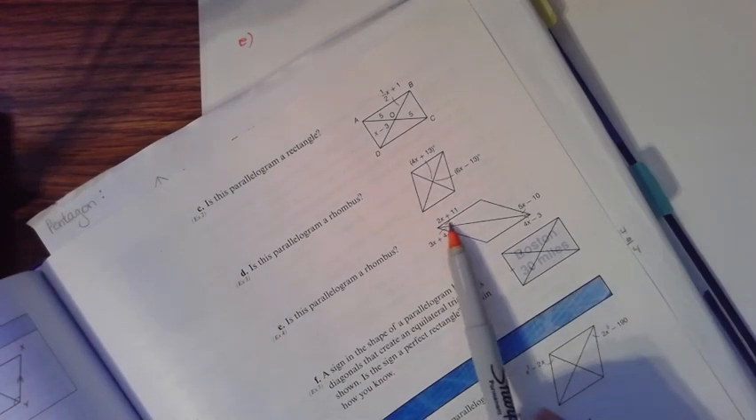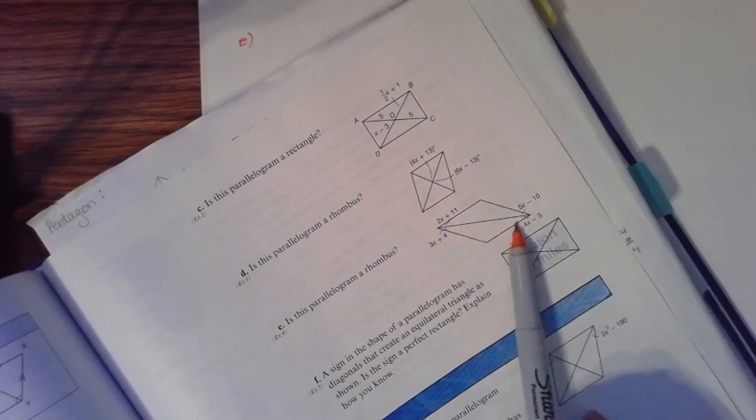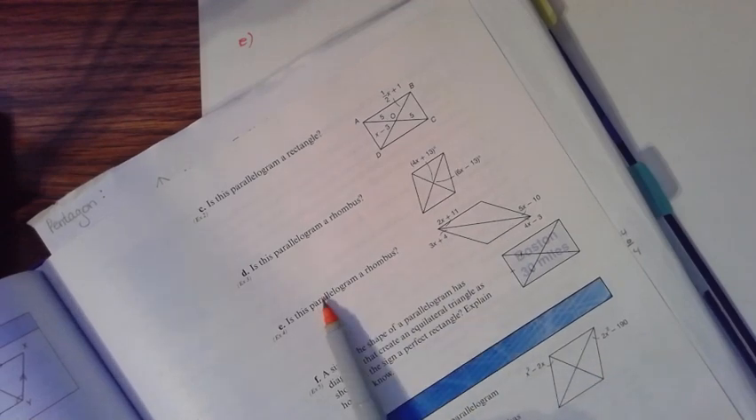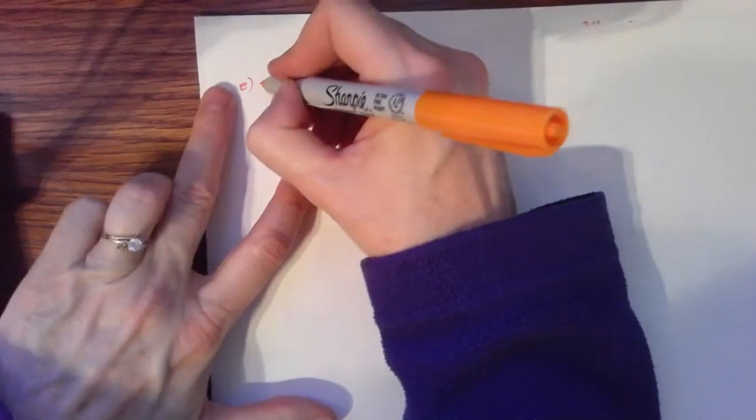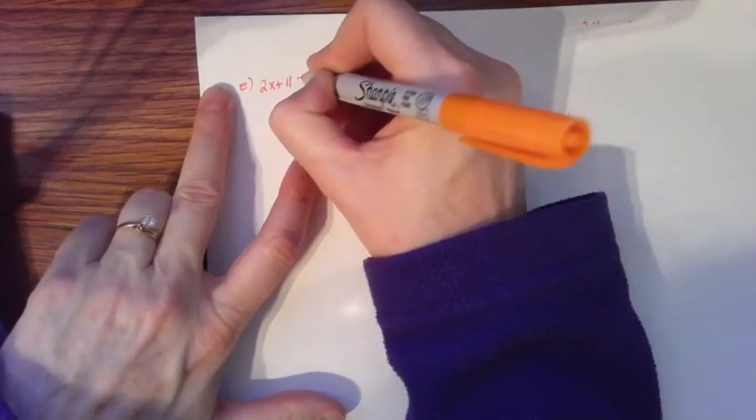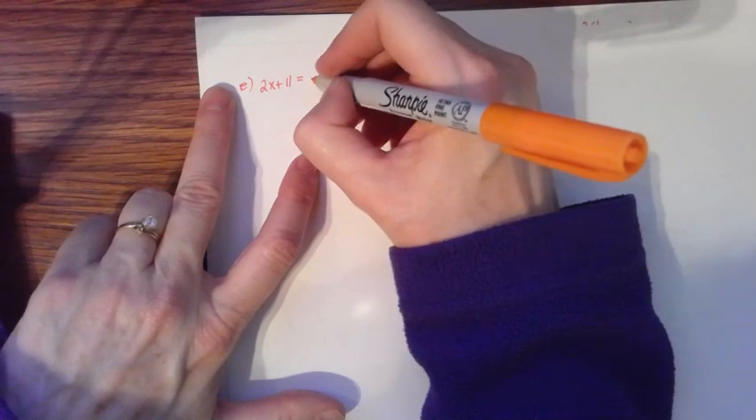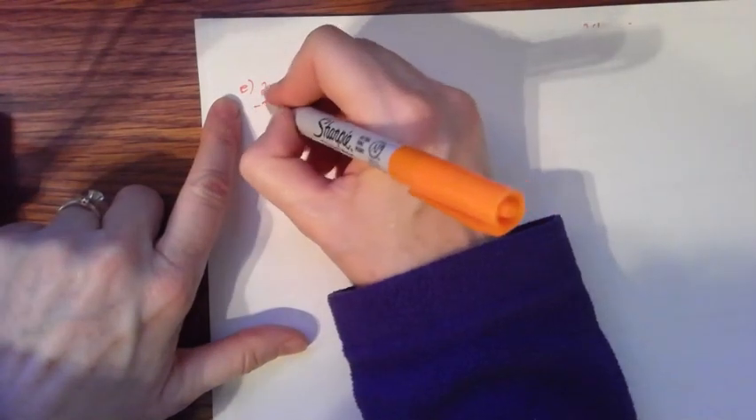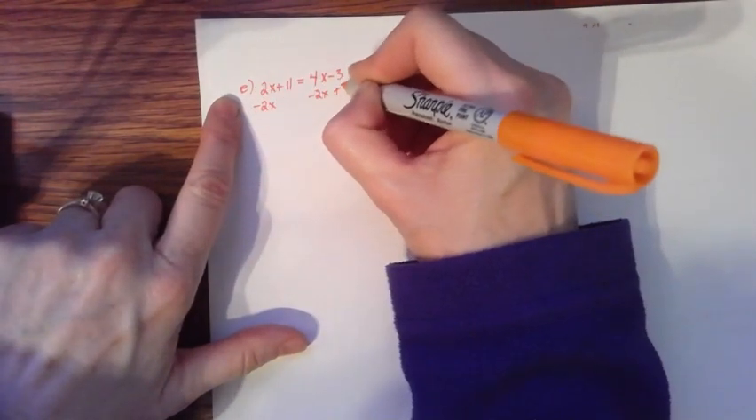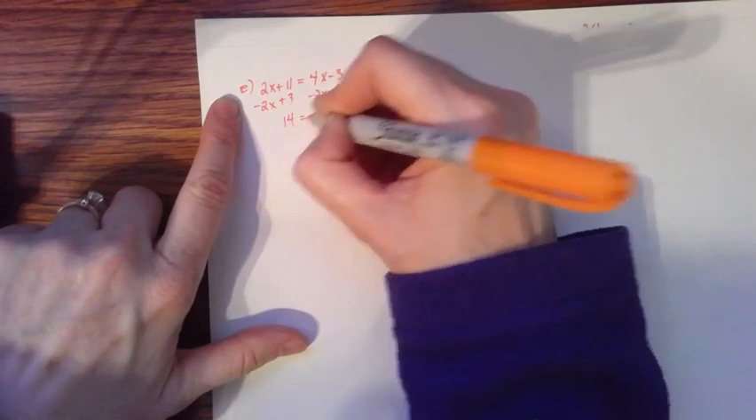And so this angle right here with measure 2x plus 11 and this angle here with measure 4x minus 3 have to be congruent because I know it's a parallelogram. Okay, so only based on information about it being a parallelogram, I'm going to start out with an equation that 2x plus 11 is equal to the measure of the alternate interior angle, which is 4x minus 3. I'll subtract 2x from both sides, add 3 to both sides. I'll get 14 equals 2x, which means x has to be 7.